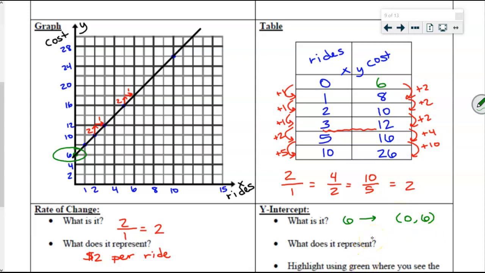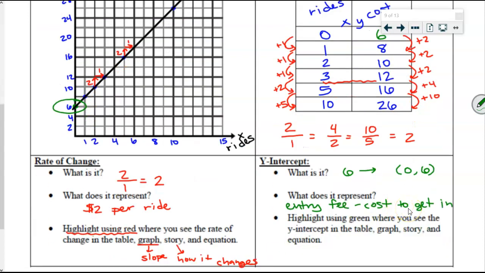What does it actually represent? That 6, what does it represent in the story? Aaliyah. Yeah, the cost to get in. It's our entry fee. And where do I see it? In the table, graph, story, and the equation.